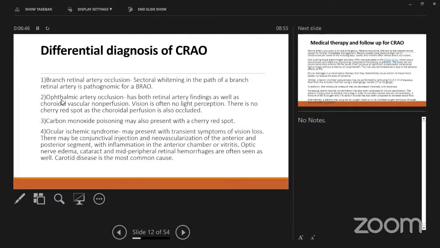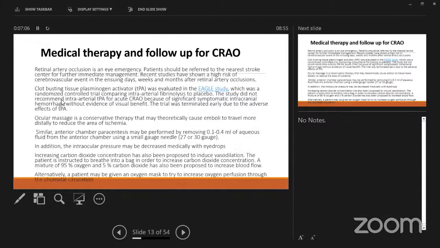Differential diagnosis, again, for PRAO: it can be ophthalmic artery occlusion, carbon monoxide poisoning, and ocular ischemic syndrome. Ocular ischemic syndrome presents with transient symptoms of visual loss. There can be conjunctival injection, neovascularization of the anterior and posterior segment, inflammation in the anterior chamber, vitritis, optic nerve edema, and carotid disease is the most common cause.